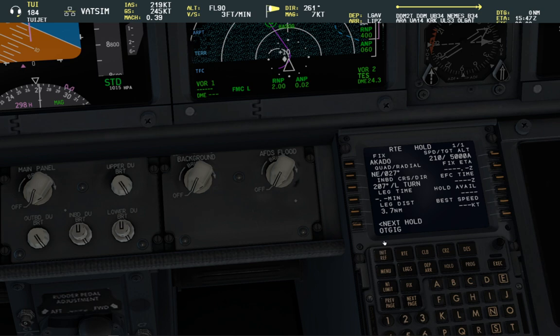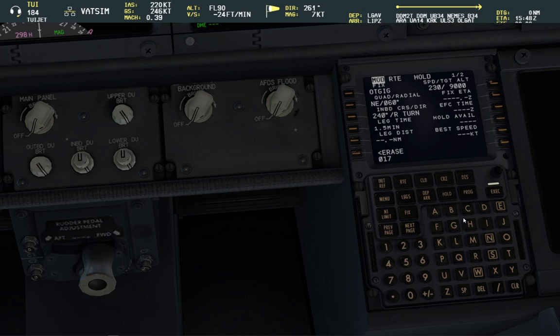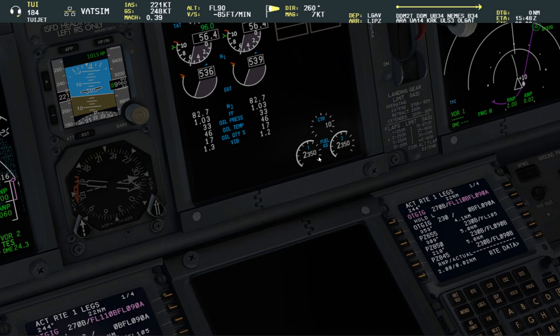Next hold, insert, and the inbound course is 017 degrees with left turns. Approval for manner, descend the level 70. Leg distance as well, 5 miles. Descent level 70, approval. 5.0, yep, I took it. Execute. How are we doing with fuel? Oh, we still have 4.7. Tons. That's good. 3D South flight level 80, Rock 938.